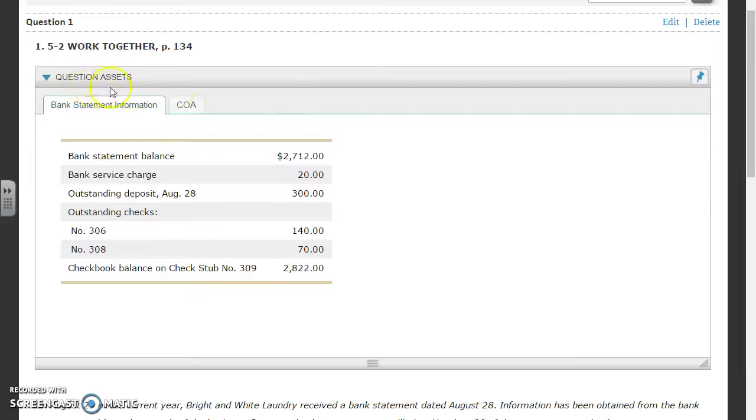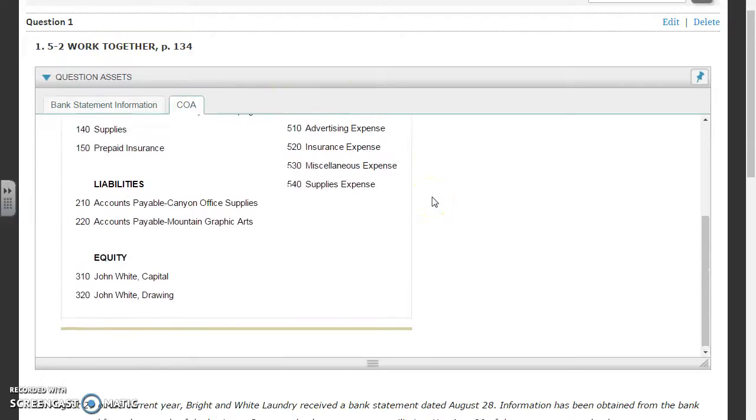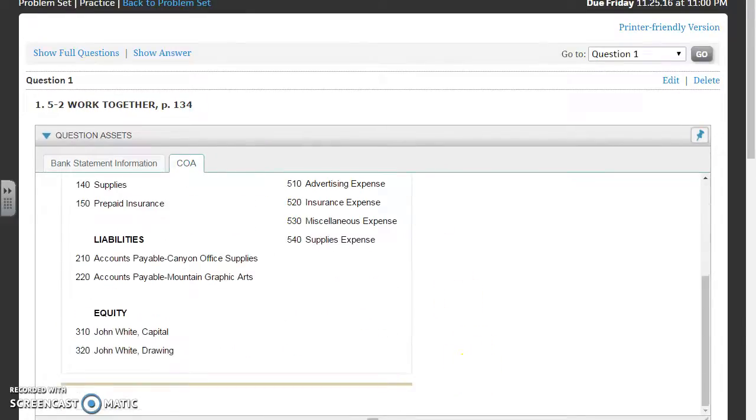The first thing to take a look at is in your question assets, you have your bank statement information. And it tells you a few things that you're going to need to know to complete this assignment. It tells you your bank statement balance, any bank service charges, any outstanding deposits, meaning any deposits that you have made that were not on your bank statement, any outstanding checks, meaning checks that you have written that haven't necessarily been cashed yet, and then what your checkbook balance is on your most recently written check, which here, for example, is on check stub number 309, and you have your balance here. You also have the chart of accounts for the company that you're doing this bank statement reconciliation for.